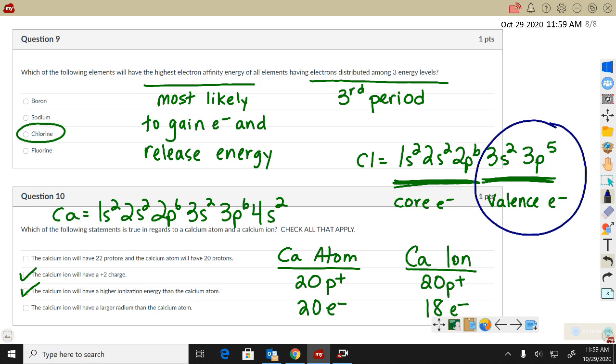And so if argon is already full, it doesn't need to gain electrons. And so it would really never talk about electron affinity energy in reference to a noble gas. They don't have any business gaining electrons.